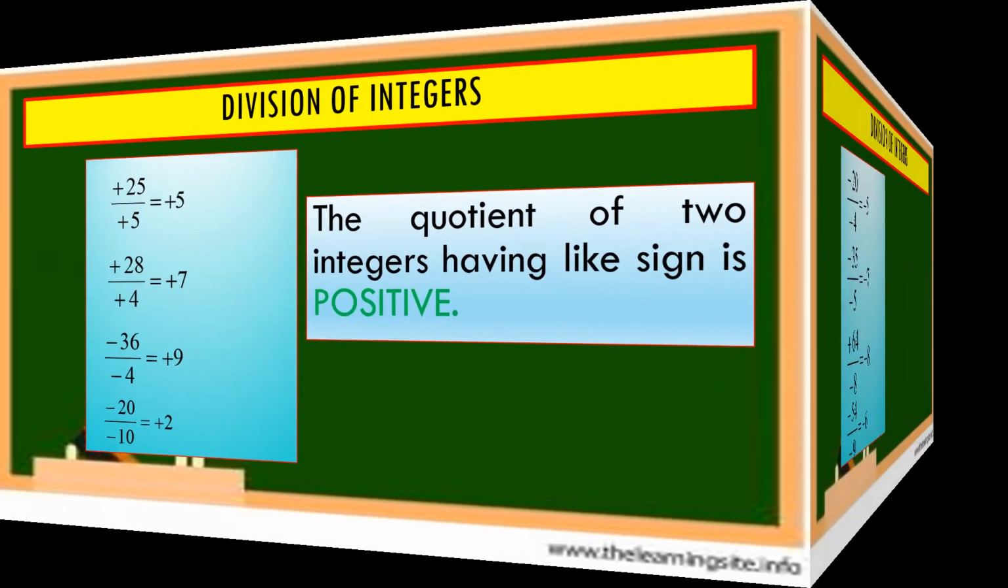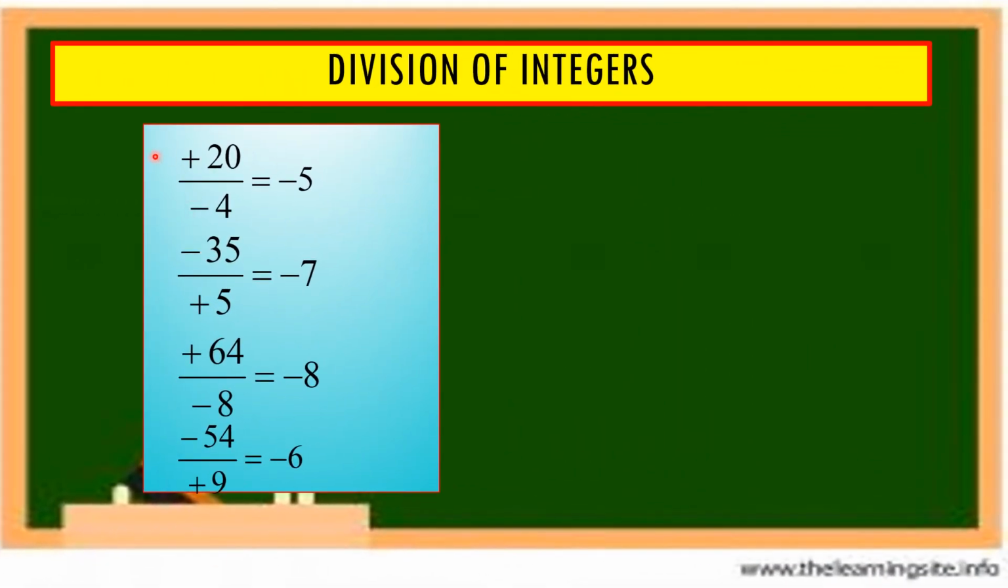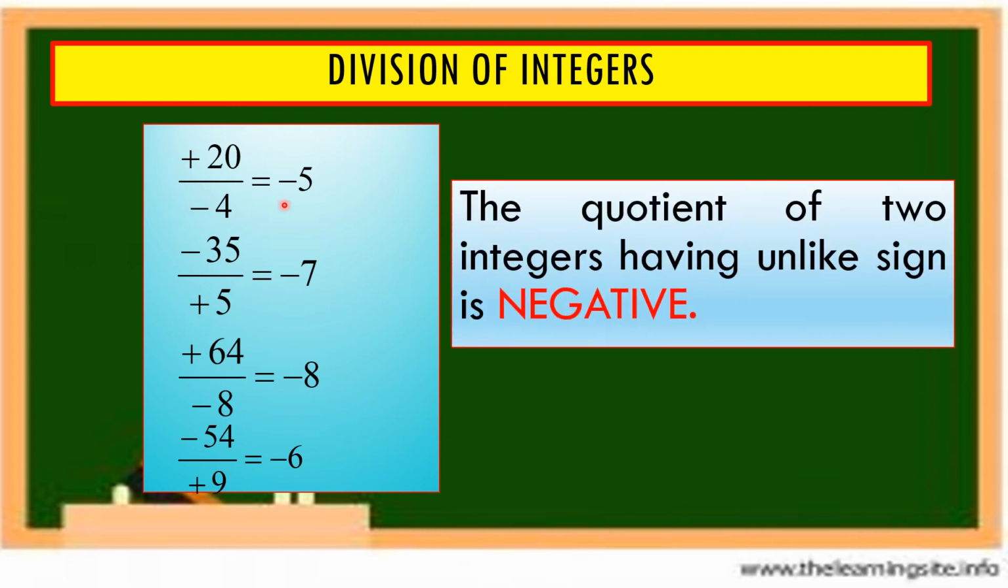So we divide a positive by a negative. Positive 20 divided by negative 4 is negative 5. Negative 35 divided by 5 is negative 7. So if we have unlike sign, the quotient of two integers having unlike sign is negative.